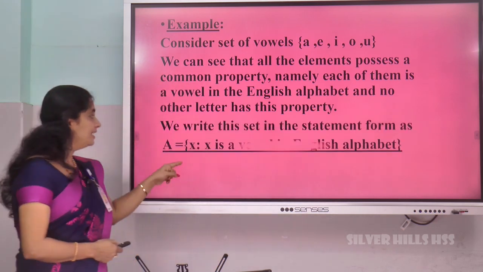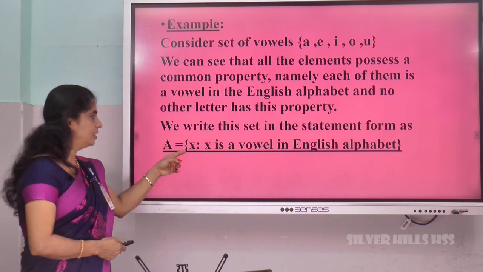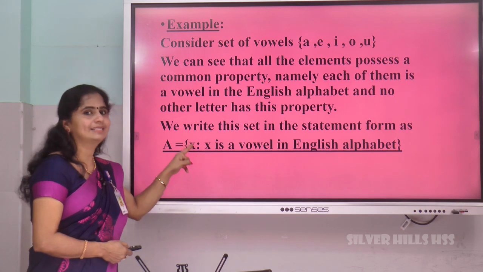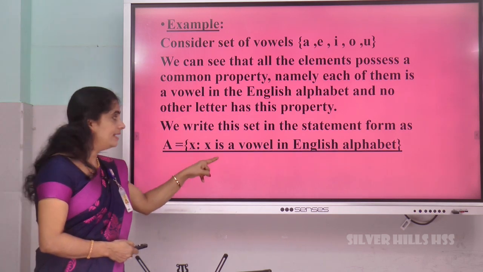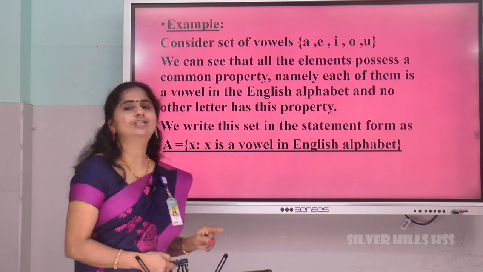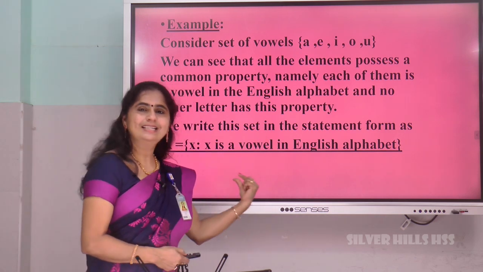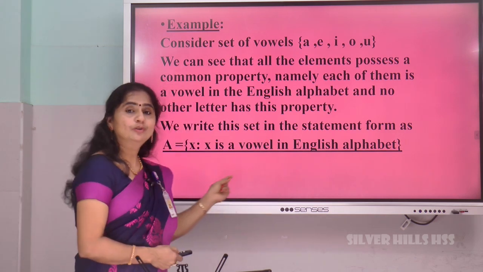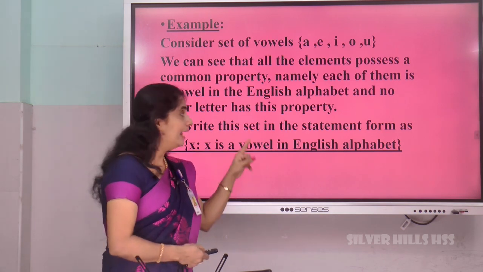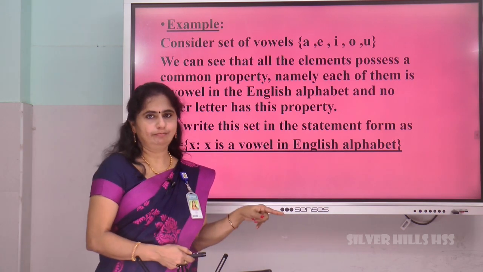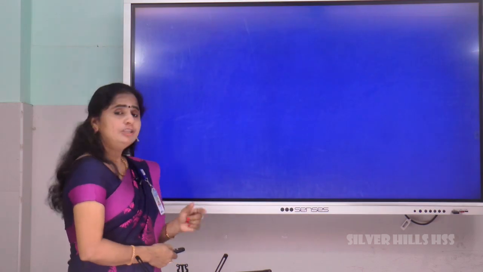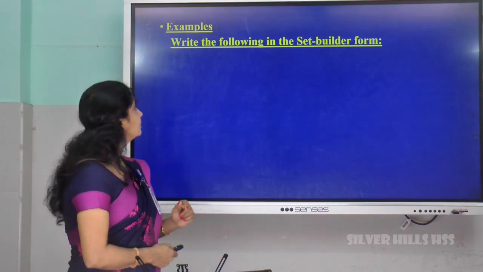So, we write it as set A is equal to the set of all x such that x is a vowel in English alphabet. So, you are writing in the statement form, set of all x such that x is a vowel in English alphabet. We'll see two more examples.